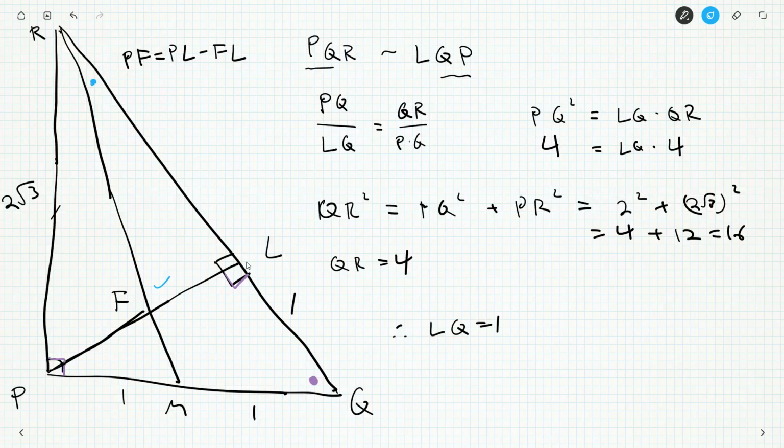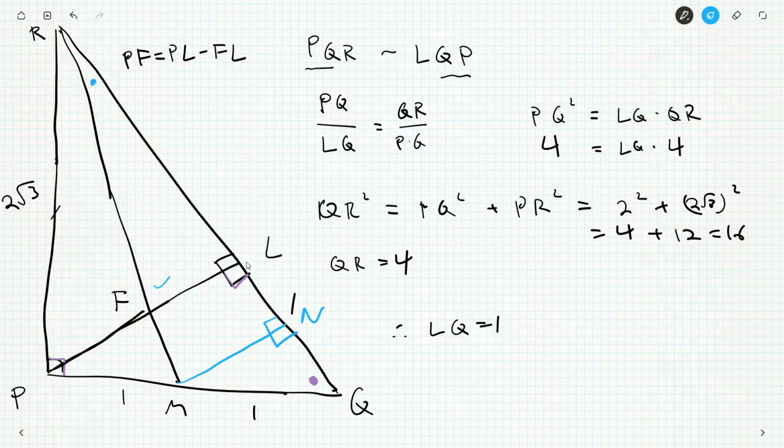Could I make one? Would there be a good place to have... What if we drop a perpendicular for M here? And call this, I don't know, MN. MN would be an altitude of RMQ. I know the base, so then I would know the height.